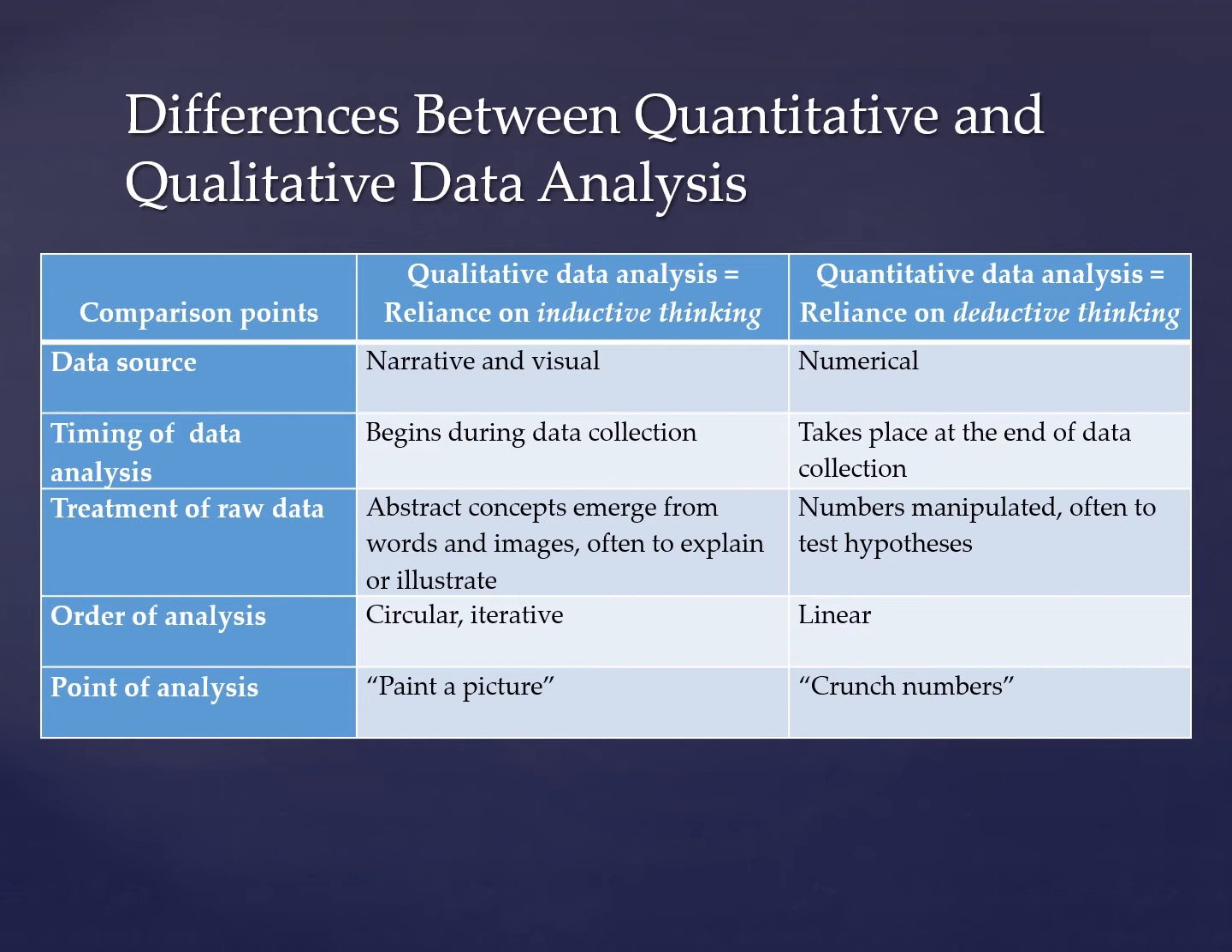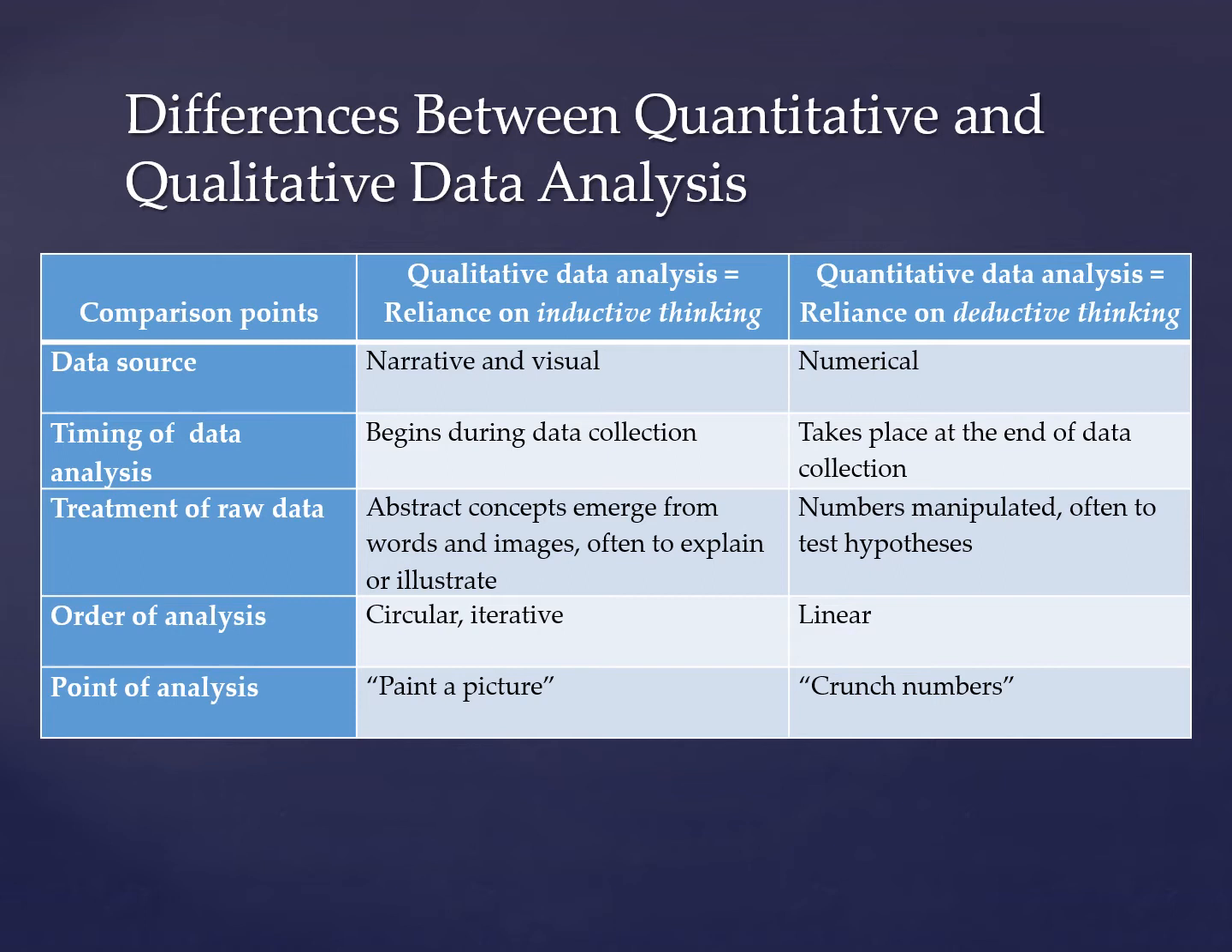Treatment of raw data. So we take the abstract concepts that emerge from the words and images to help us explain or illustrate. So we're looking at, again, different types of data, different types of information. Then with quantitative, the numbers are manipulated often to test a hypothesis. So we're doing manipulation of the raw data so that we can move it around, or we leave out certain aspects of the raw data.